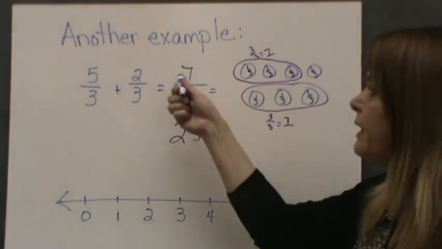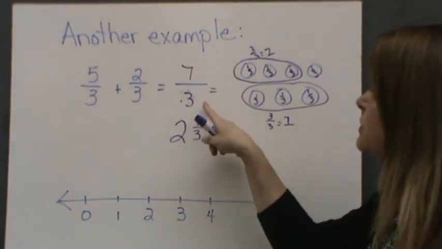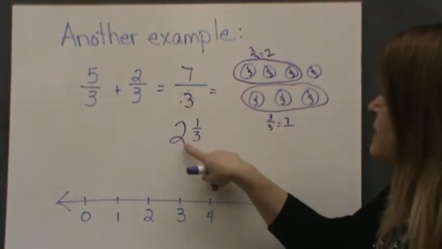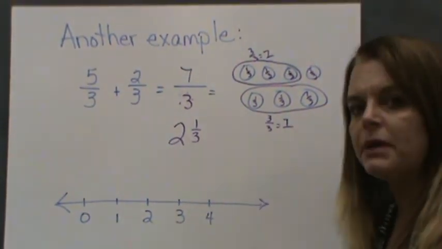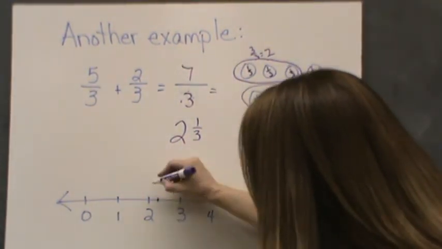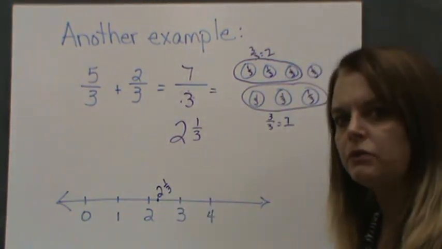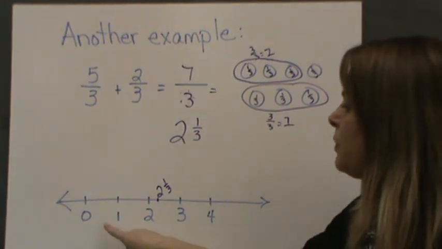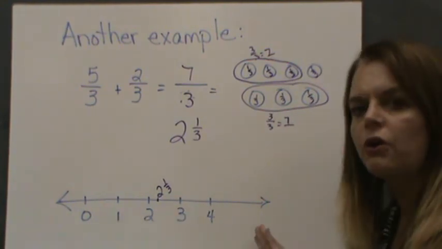So if I get an improper fraction as the solution to my equation, I have to reduce it or change it to a mixed number. So this is 2 1/3. I've taken this improper fraction and turned it into a mixed number. So now I can see where it goes on my number line. 2 1/3 is going to go back down here between 2 and 3. So proper fractions are between 0 and 1, but your improper fractions are always going to be greater than 1.